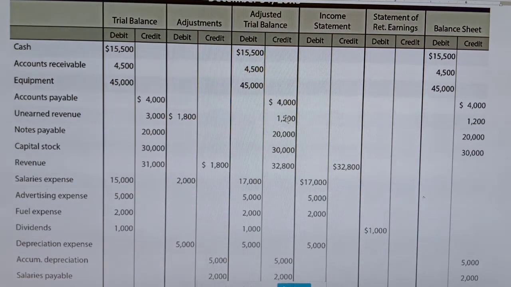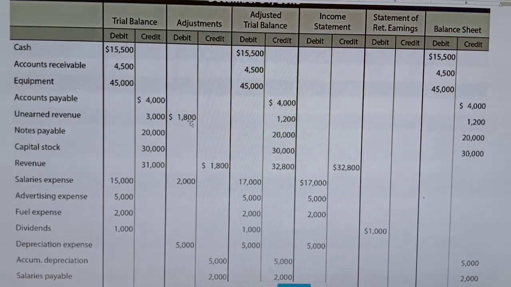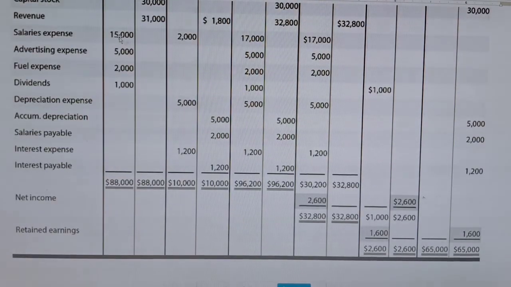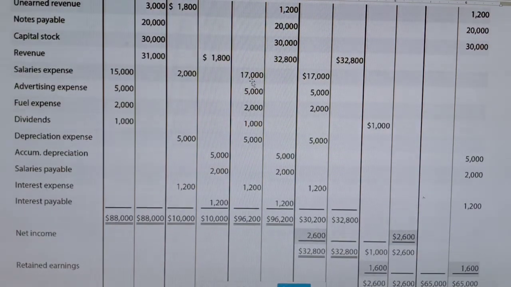So, dyan sa adjusted trial balance natin, ayan, ito transfer lang and then yung 3,000 minus 1,800 is equals to 1,200, nilagay siya sa credit side, kasi mas mataas yung credit side na 3,000. And then yung 20,000, 30,000, transfer lang kasi walang katapat na data. And then itong revenue, 31,000 plus 1,800 is equals to 32,800. Ilalagay sa credit column. And then itong salaries expense natin na 15,000 plus 2,000 is equals to 17,000 under naman ang debit column.